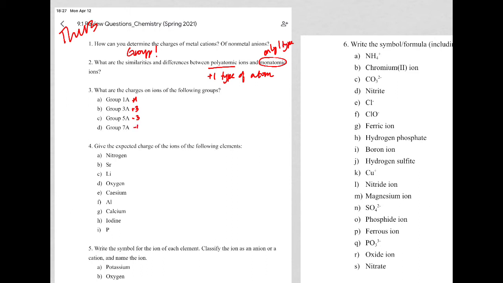Give the expected charge of the ions of the following elements. Okay, so nitrogen is going to be N3-. Strontium, remember, was in group 2. So it's Sr2+.